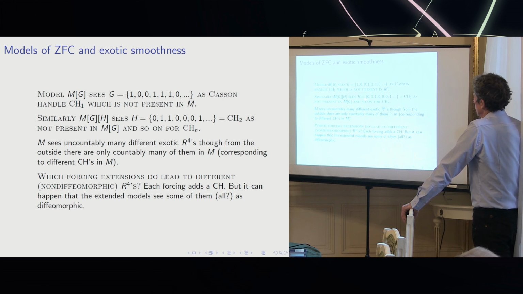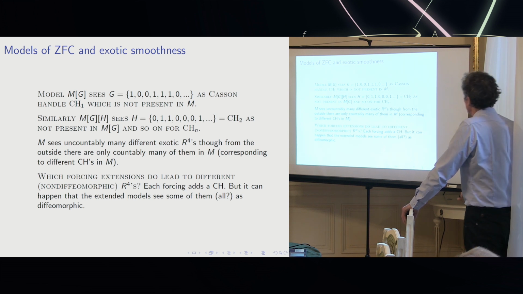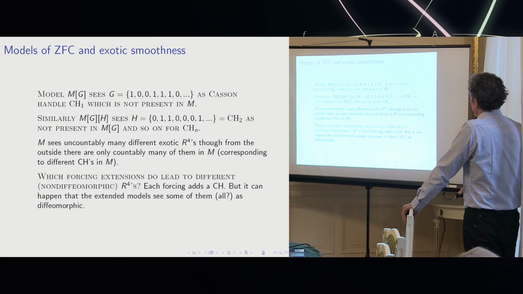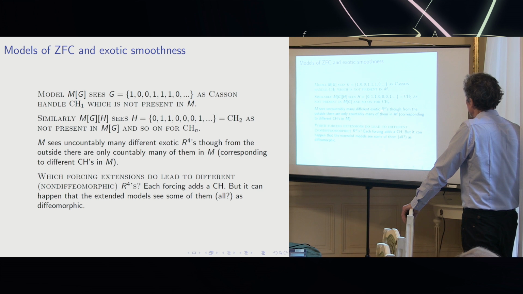Similarly, a subsequent extension sees another sequence as a Casson handle, and this is non-present also in the previously extended M over G model, and so on. So we can iterate this procedure and obtain a sequence of Casson handles which are not seen by the previous non-extended model. Also we can prove that M sees uncountably many different exotic R4. This means that we can prove that in M there are uncountably many different exotic R4.